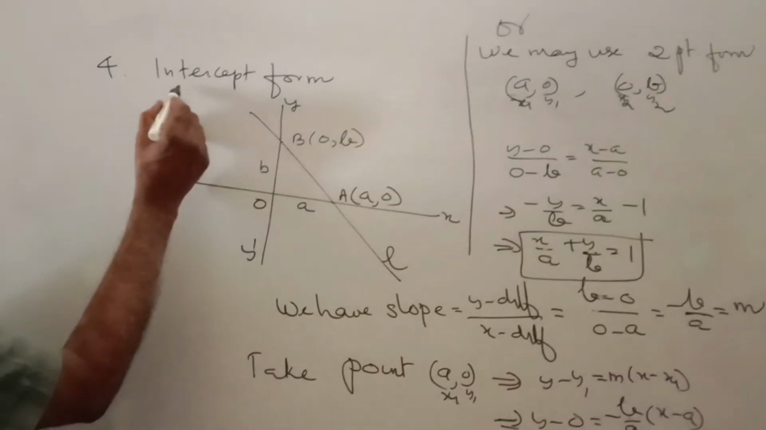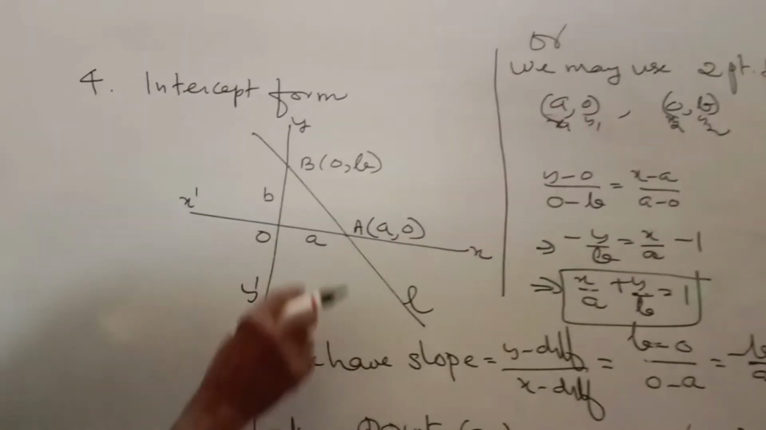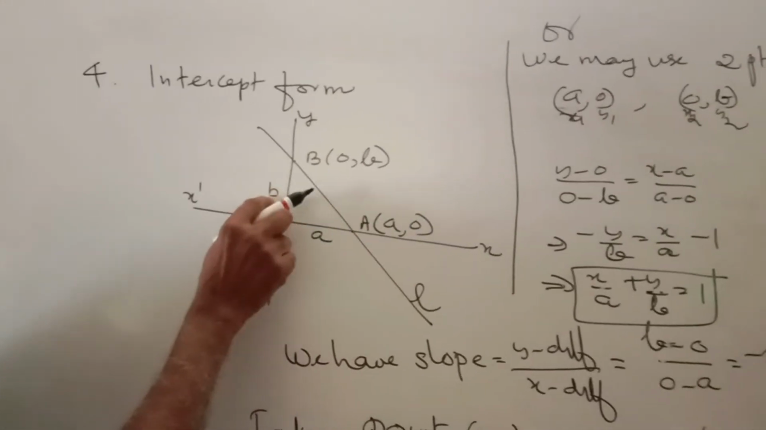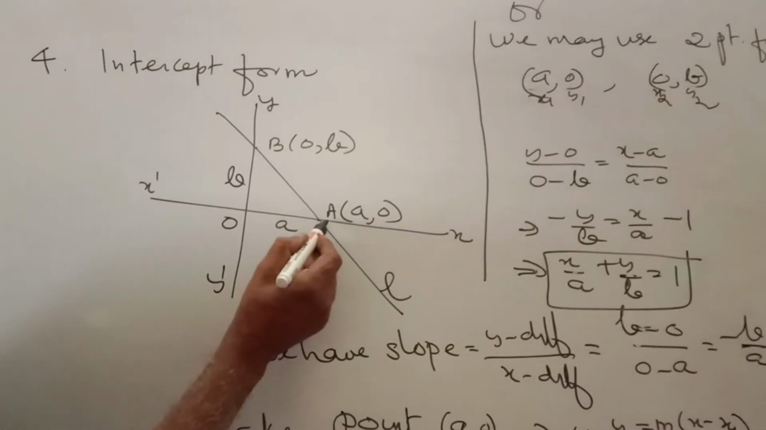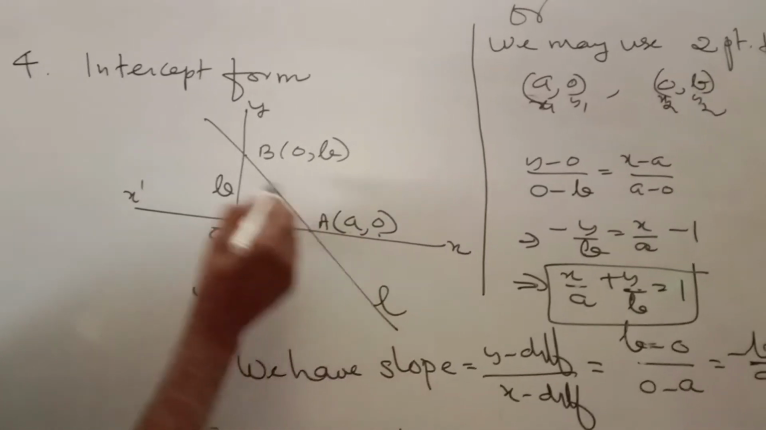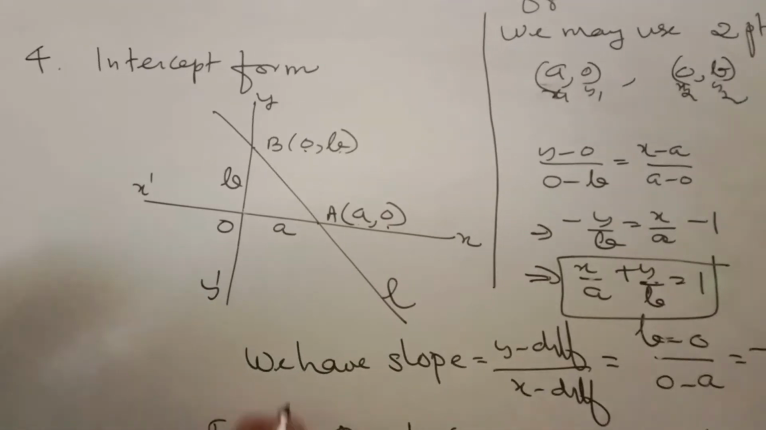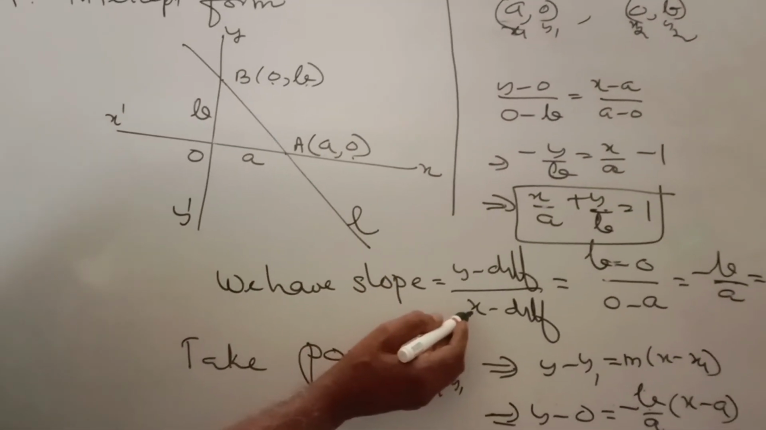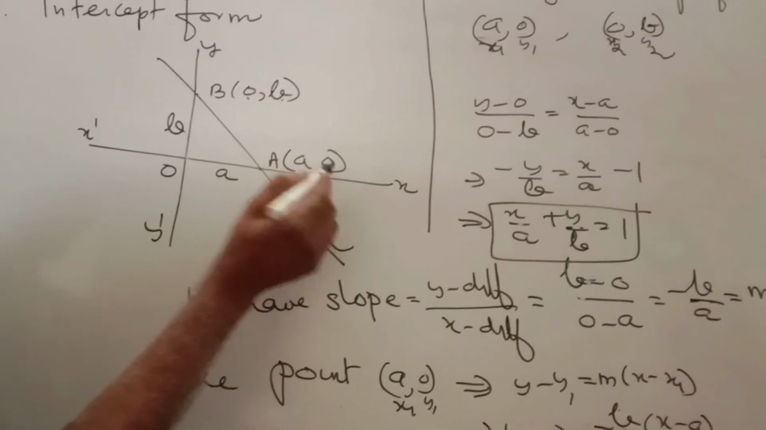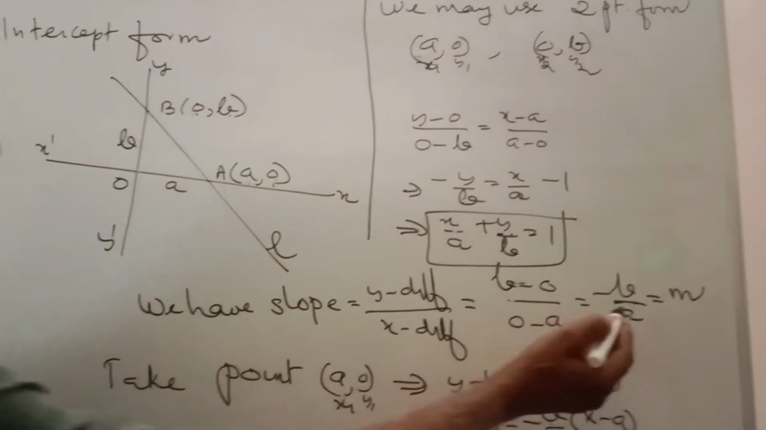Now we consider the intercept form of the equation of a straight line. We are given the x-intercept A and the y-intercept B. Immediately you are getting points: A is (A, 0), B is (0, B). So we have 2 points. Once you have 2 points, we have the slope: y difference by x difference. Y difference is B minus 0 by 0 minus A, which is minus B by A. That is our m.